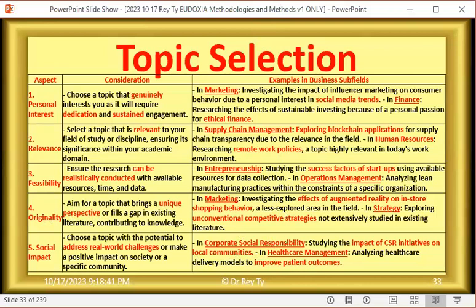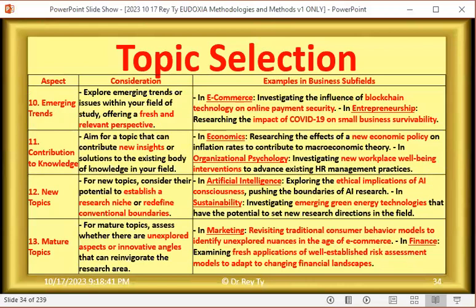And social impact is another one. You have to address real world concerns. And what are the new terms? E-commerce, for example. And you must be able to provide new knowledge. That's number 11, like new workplace well-being interventions.